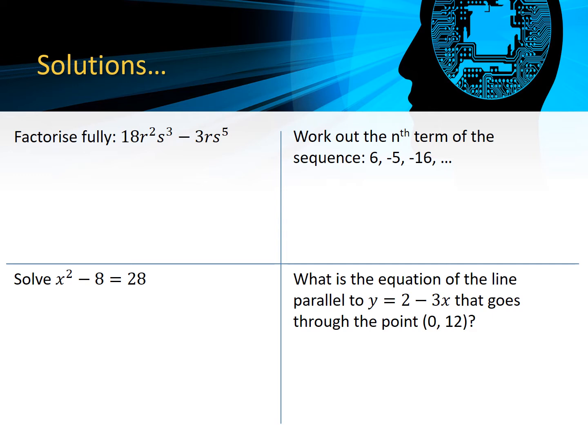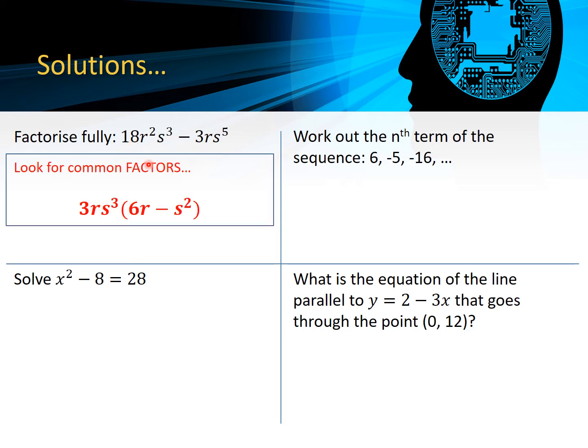Okay, and here are the solutions. So first of all, we're factorizing. When we're factorizing, we need to look for those common factors. We're looking for the thing that I can get out of both terms. So this time I've got numbers in both of them. I've got 18 and a 3. The biggest factor of 18 and 3 is 3.